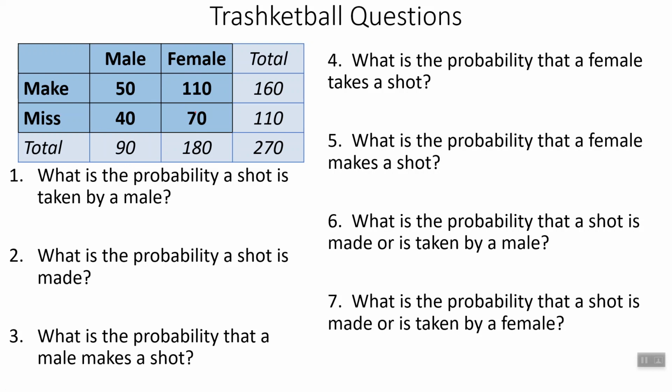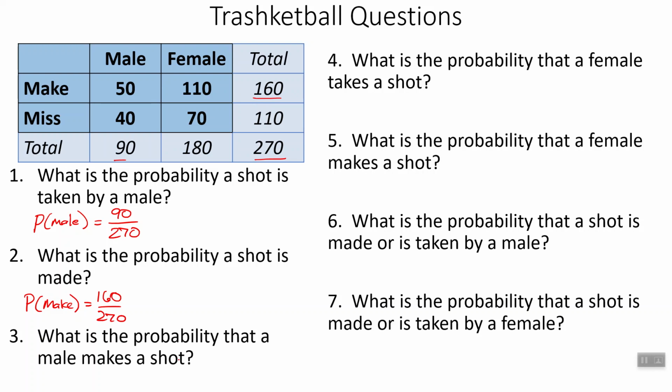All right, so once we have that organized like this, what is the probability that a shot is taken by a male? Well, probability of male is, well, the total male shots were 90, and the total number of shots were 270, so it is 90 out of everybody, so out of 270. What is the probability that the shot is made? So the probability that we make a shot is, well, the total number of makes is 160 out of the total, so 160 out of 270. Remember, we don't have to reduce fractions.